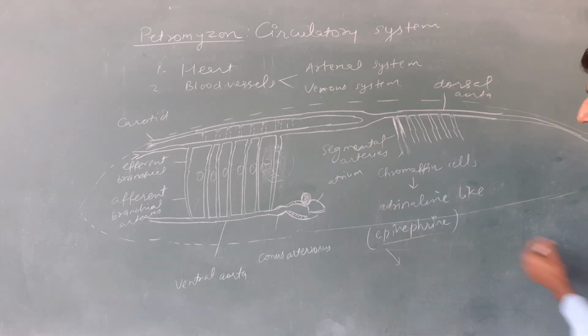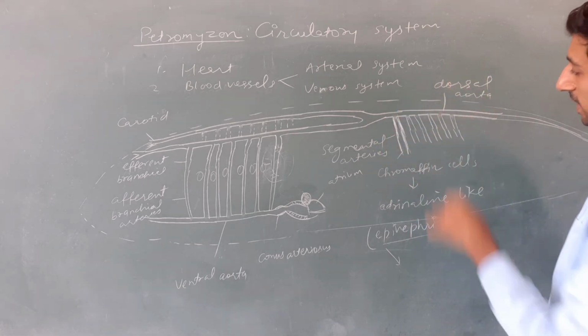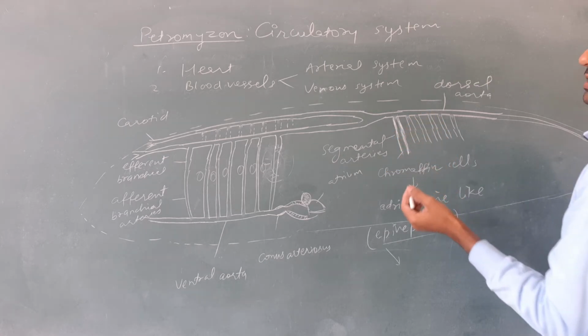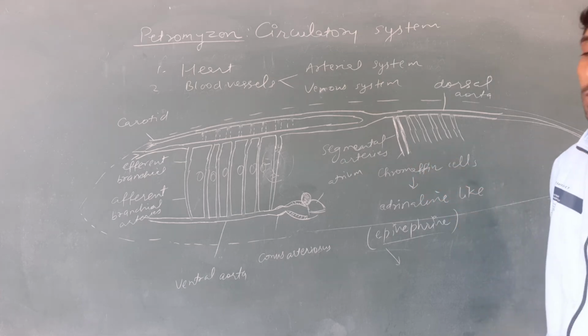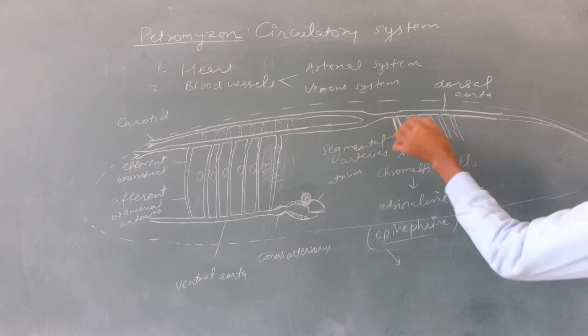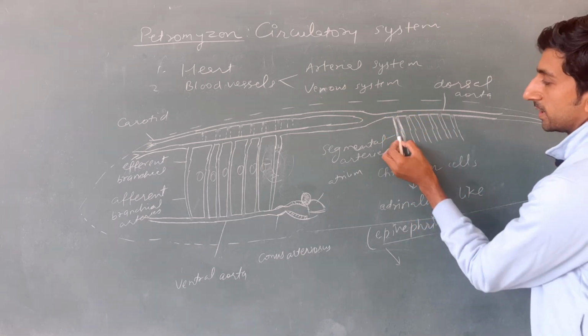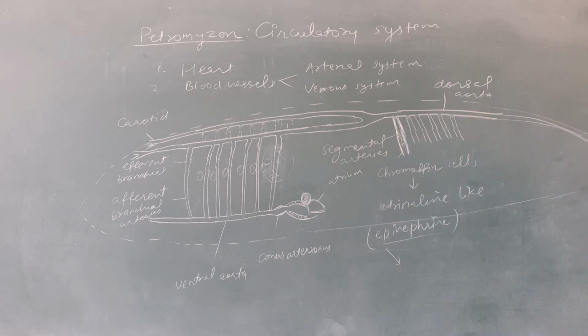in response to epinephrine. So in case of this animal, these chromaffin cells which release adrenaline like substance cause the dilation of those blood vessels which supply blood to myotomes or muscles so that it can move faster, it can get better blood supply for locomotion. That's why this adrenaline like substance is released in the blood near segmental arteries, in segmental arteries. So this comprises the arterial system.